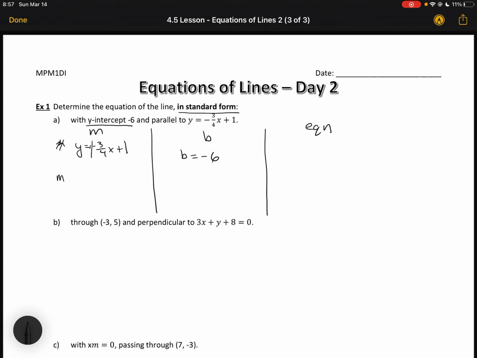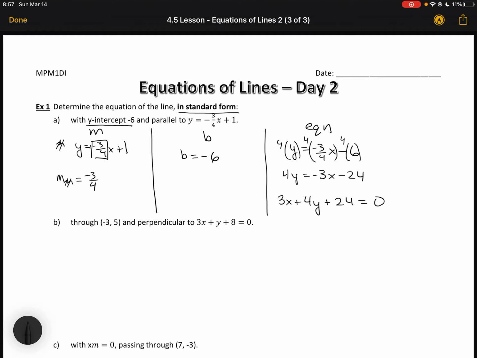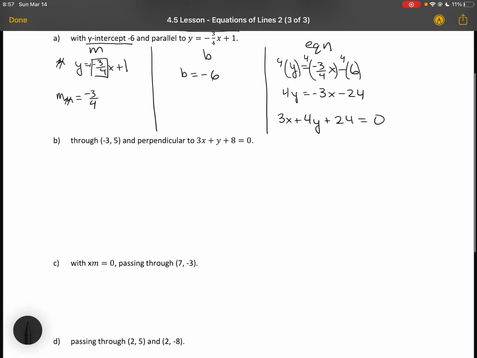Lines that are parallel have the same slope, so I know that the slope of the line I'm looking for has to be the same value as in the given equation. Now I can write my equation, y equals -3/4x minus 6. I'm going to multiply by 4 to clear the fraction, which gives me 4y equals -3x minus 24. Now I can move everything over onto the left-hand side and set it equal to 0. Let's do a perpendicular example.